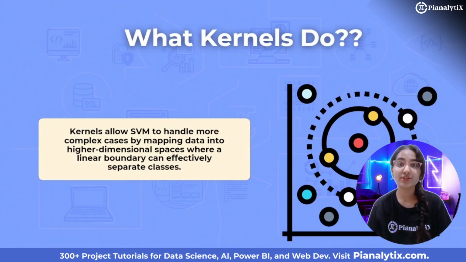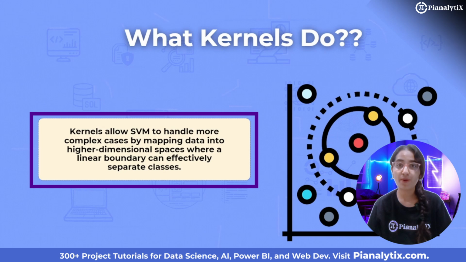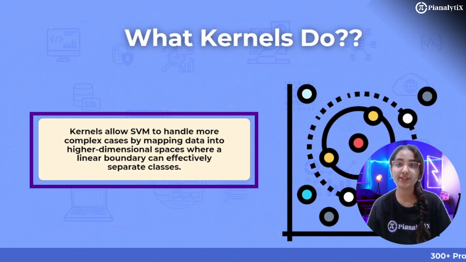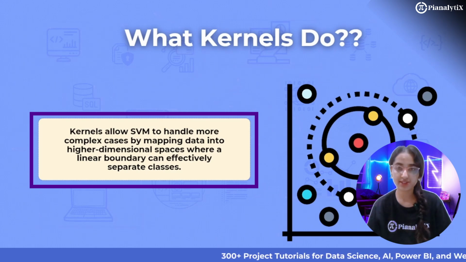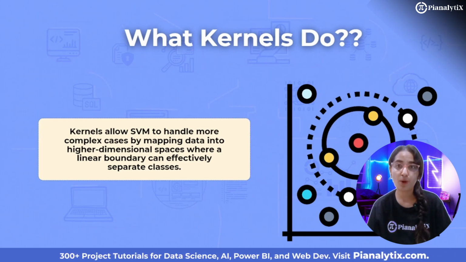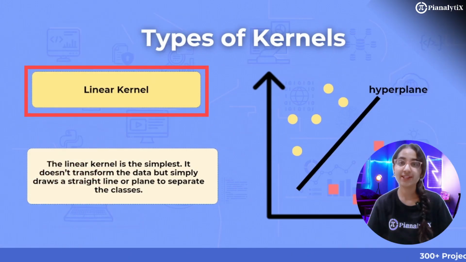Let's talk about what kernels do, different types of kernels in SVM, and how they help us tackle nonlinear data. Kernels allow SVM to handle more complex cases by mapping data into higher dimensional spaces where a linear boundary can effectively separate classes. For instance, a set of 2D data points might be transformed into a 3D space. By doing this, the SVM algorithm can find a linear hyperplane in the new, higher dimensional space that effectively separates the classes.